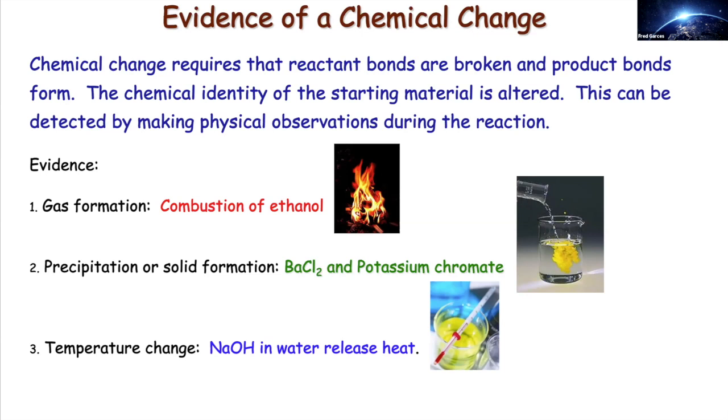Another sign that a chemical reaction is taking place is if a temperature change occurs. Usually this happens because bonds are being broken and new bonds are being formed. Sometimes it's very difficult to monitor the temperature change, but if you have a thermometer, perhaps you can see how the temperature changes for a solution. So that's what's going on in this particular case.